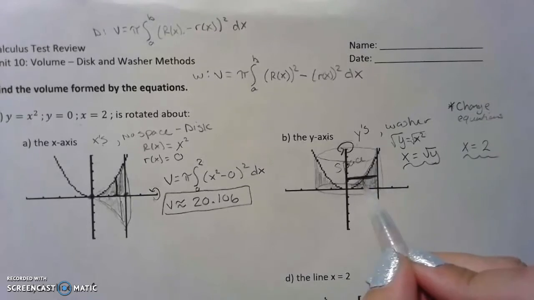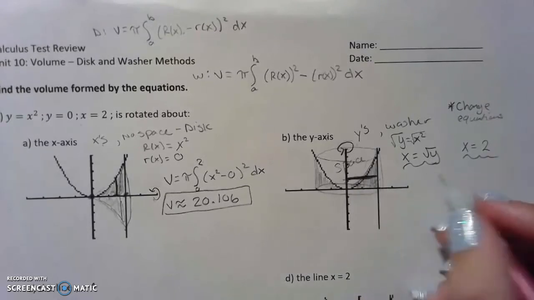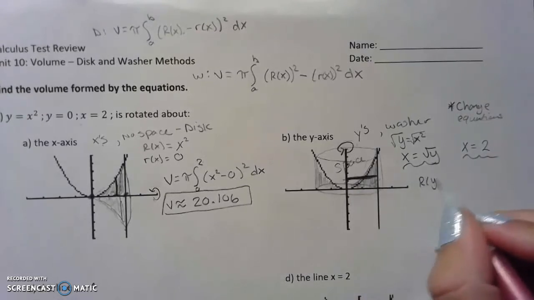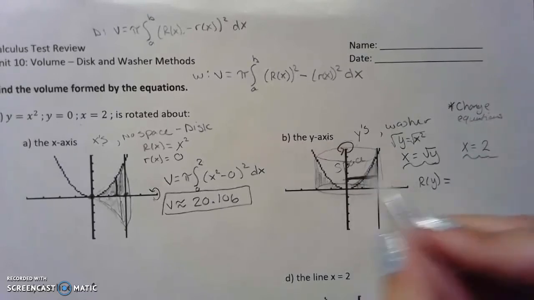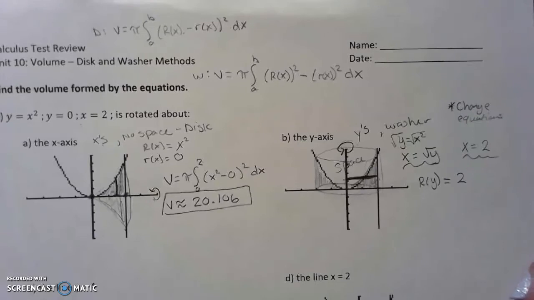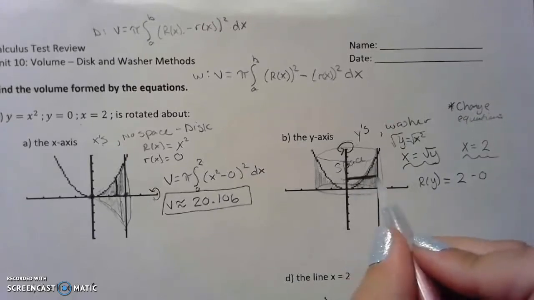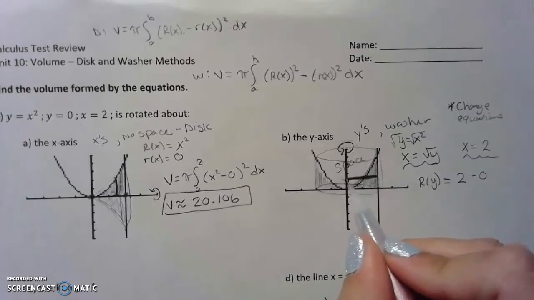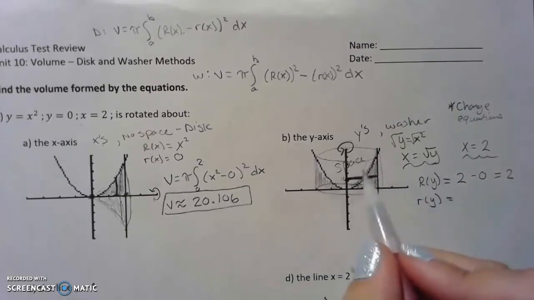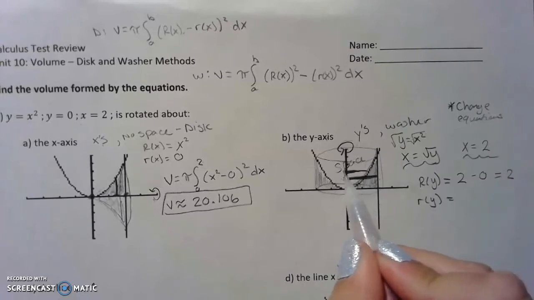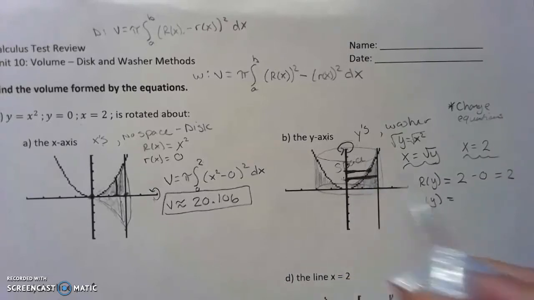Well, this one's really easy. We can really just count this. So the capital R of y, our outer radius, is just going to be a distance of 2. If you want to do 2 minus 0, you're seeing that subtraction here, that's a distance of 2. The inside of that is 0, so 2 minus 0. Our inner radius is going to be from our y-axis to this function.